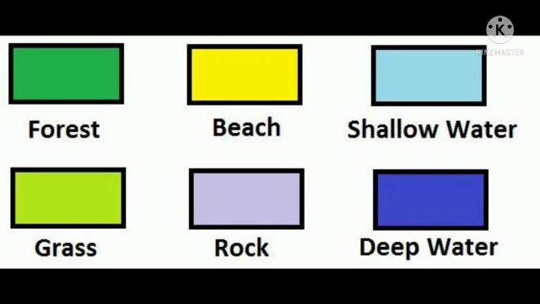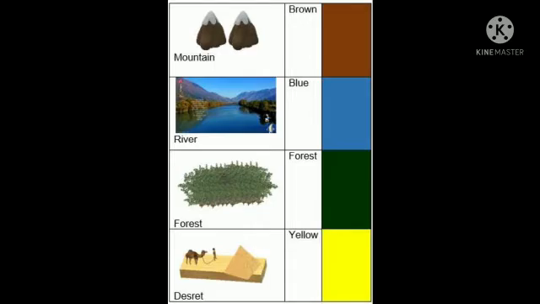Colors help us to identify the features on a map quickly and easily. Okay? Maps generally use standard colors such as blue for all water bodies like rivers, lakes, streams, oceans, green for forest and plains, and yellow or brown for landforms.